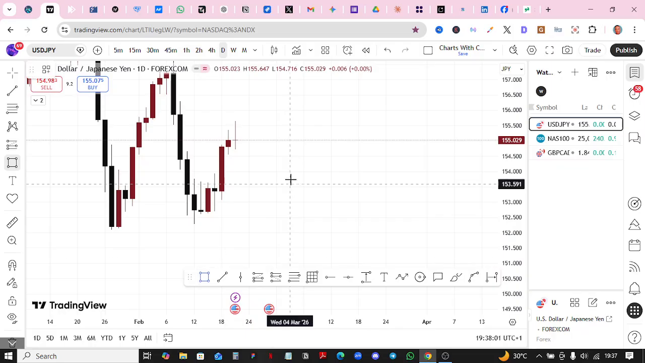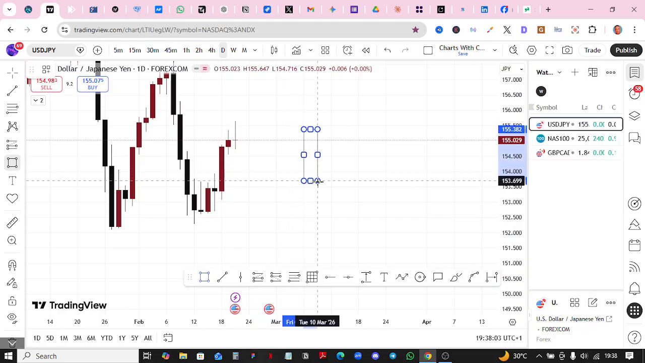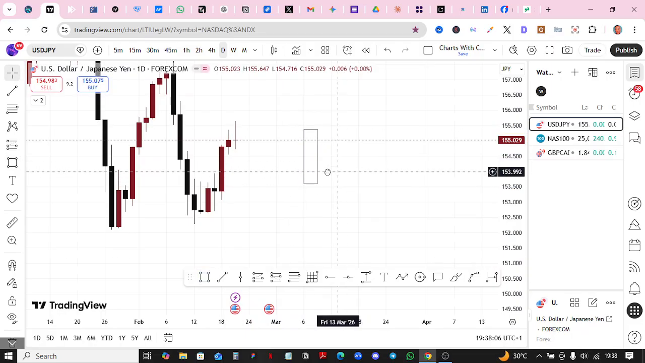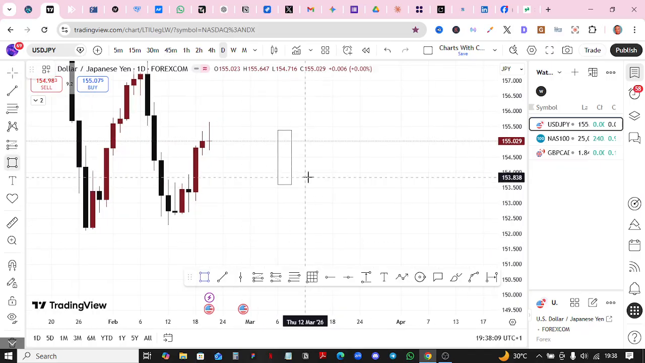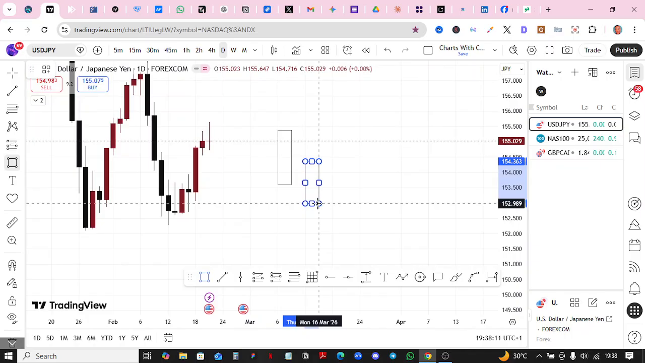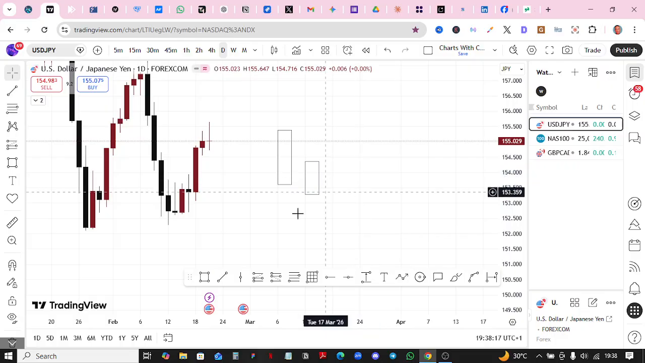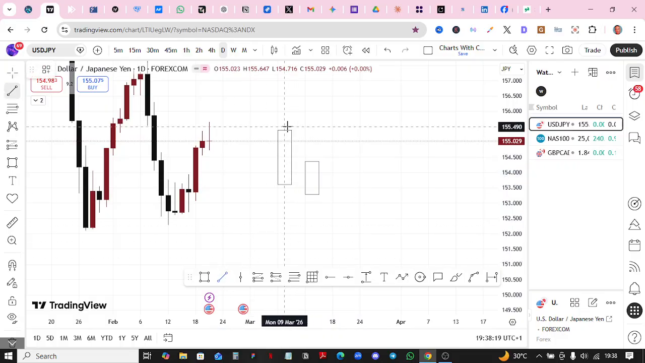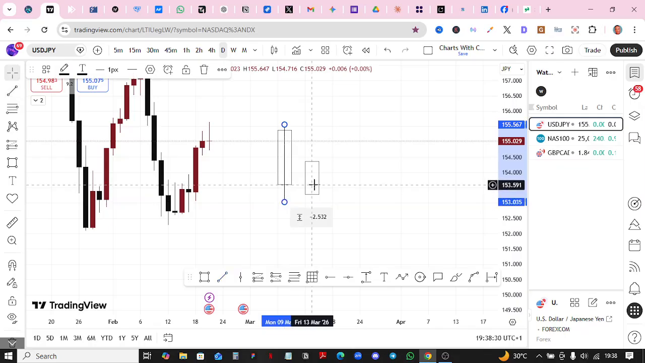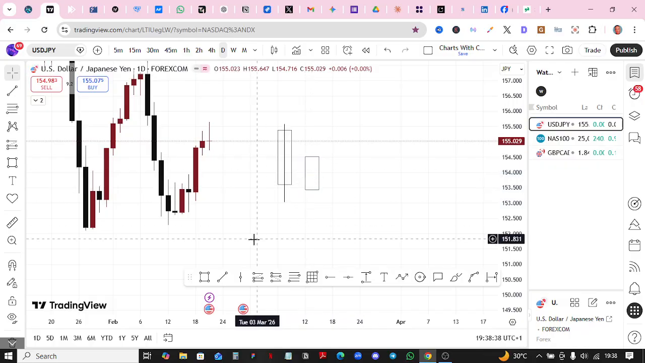So first of all, let me explain the concept of CRT. So let's assume this is a candle, and then we'll have another candle here, right? Now the concept of CRT, let me add a candle. This is the wick of the candle, right? Now the concept of CRT, for CRT there are three models, but basically what I trade is the first model, right?